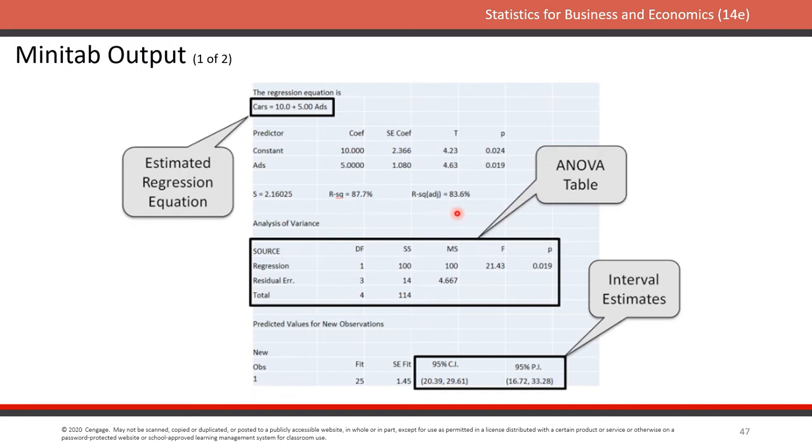And both of these are indicating a pretty high percentage of variation in the number of cars sold, explained by the number of adds we took out. This is indicating that adds is a pretty important variable.